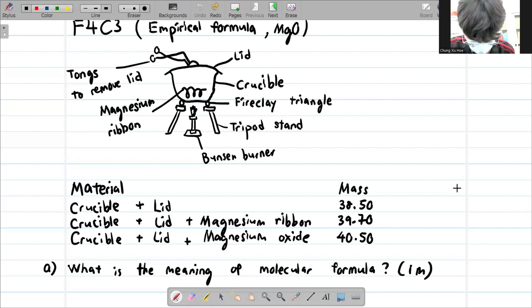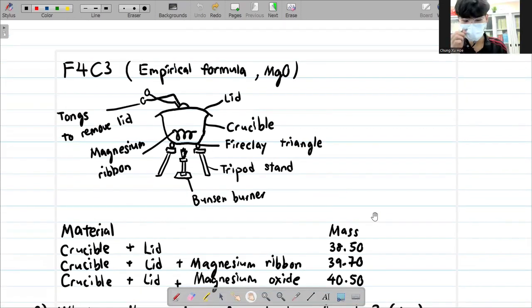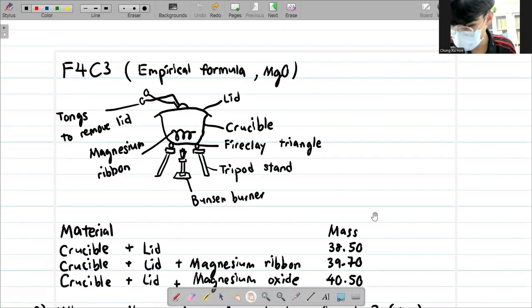Hello everybody. Today we'll be doing our chemistry Form 4 chapter 3, empirical formula. For this case, empirical formula, this time we'll be using an experiment with magnesium oxide, to determine the empirical formula for our magnesium oxide.